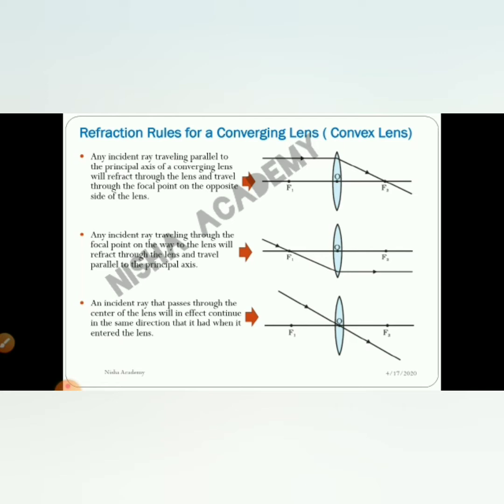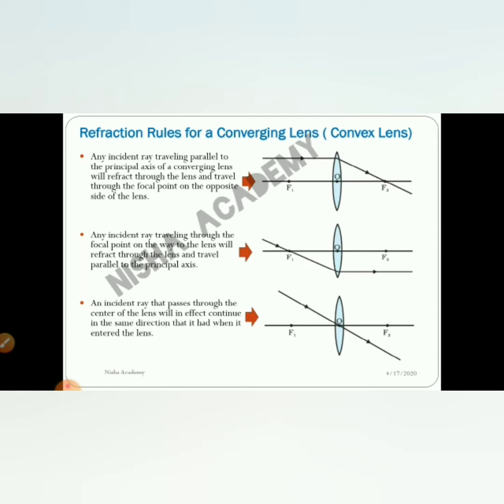Let us first consider the case of the convex lens. Here I have shown three different figures. In these three figures, you can see that I have taken three different rays. Let us take the first figure. Here you can see the convex lens whose optical center is O, and there are two focal points f1 and f2, which are the centers of the two spherical surfaces.